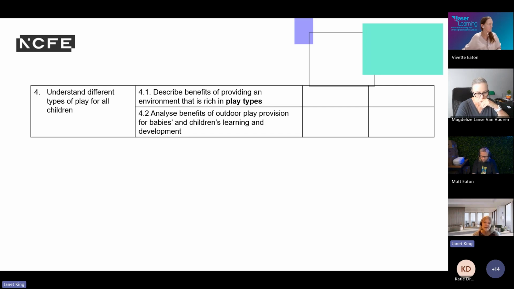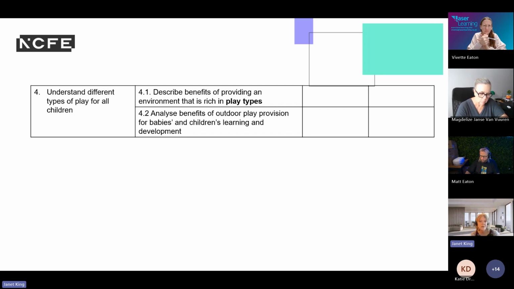So thinking about compound flexibility, thinking about what Fraser Brown was saying in terms of let's build resilience, let's build confidence, is quite important. So you can bring things together here. And then the benefits of outdoor play provision for babies and children's learning and development. Let's explore what we mean by outdoor play.